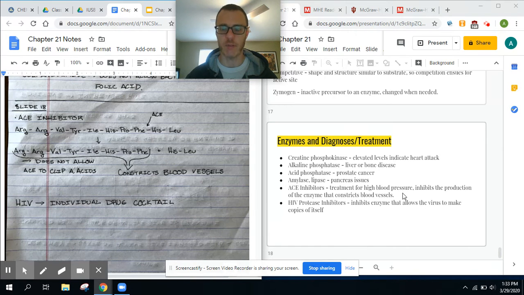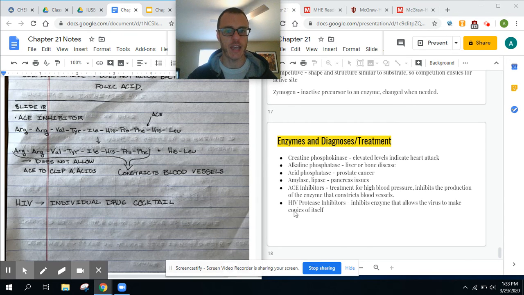This is a treatment for high blood pressure. What the ACE enzyme does is it comes in and clips these two amino acids off here. So it comes in, snips those off. And what this compound does is it constricts the blood vessels, which will elevate your blood pressure. What an ACE inhibitor does is it takes this ACE enzyme and inhibits it from doing its job. By doing so, your blood vessels won't constrict and you can lower blood pressure. So that's one way to treat blood pressure.